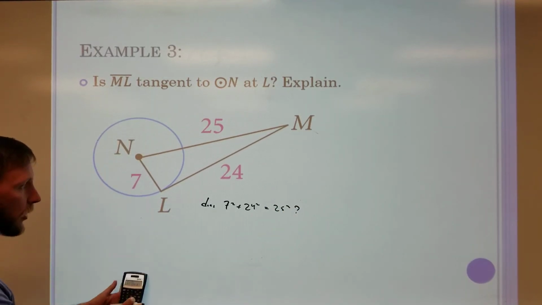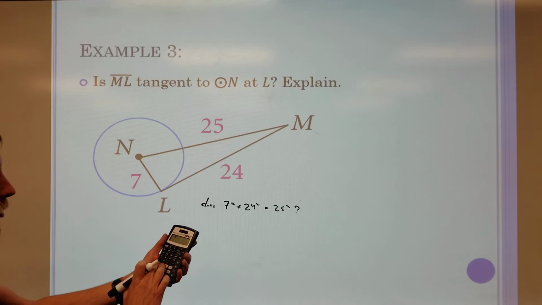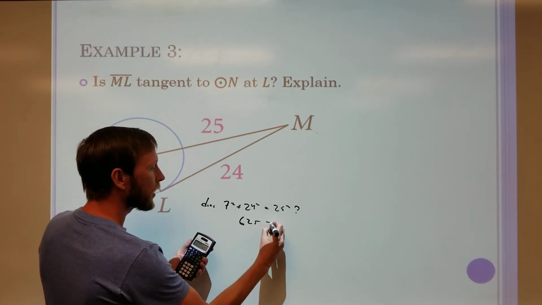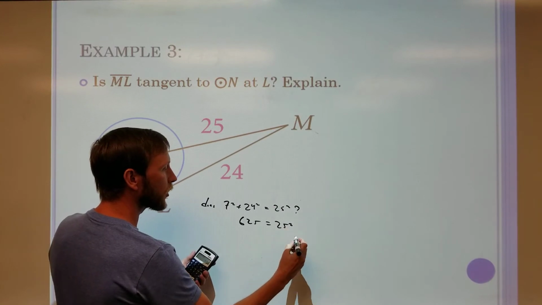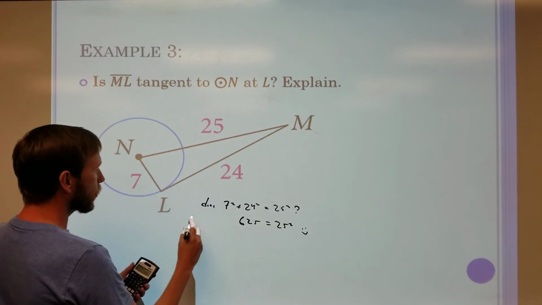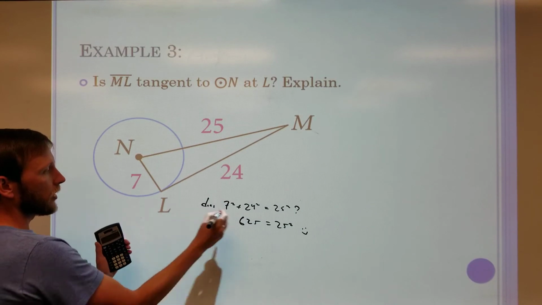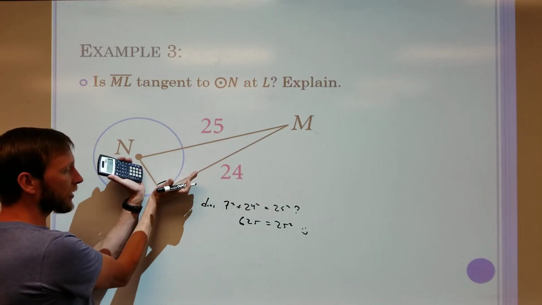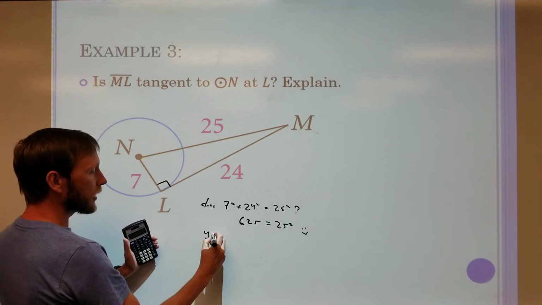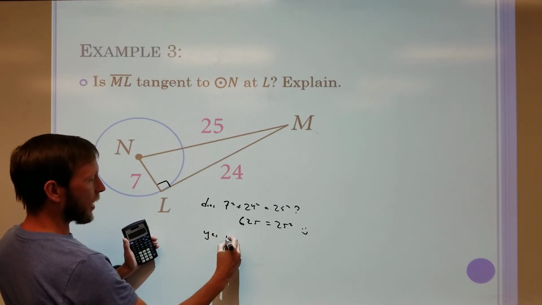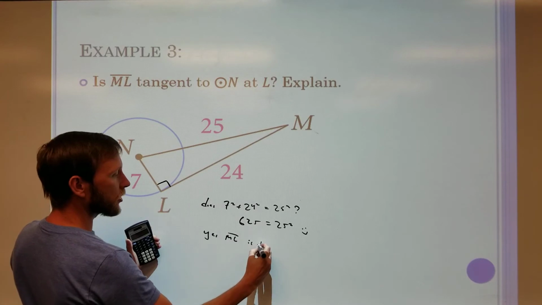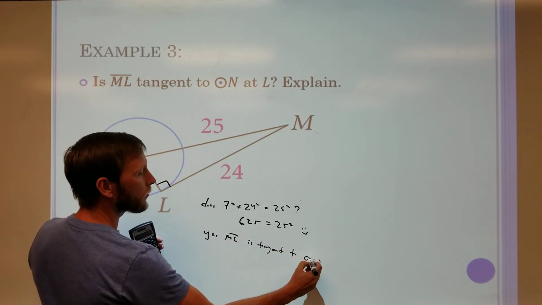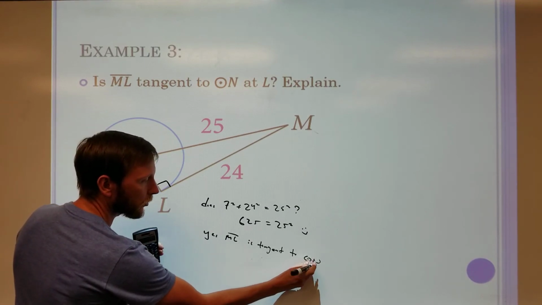And we can confirm right here that it actually works. 7 squared plus 24 squared is going to be 625. And that does, in fact, equal 25 squared. Yes. So this is a right triangle with these the legs, and that the hypotenuse. So if the legs are the sides that are perpendicular, then yes, ML is tangent to circle N. Put a dot in the middle of the circle there.